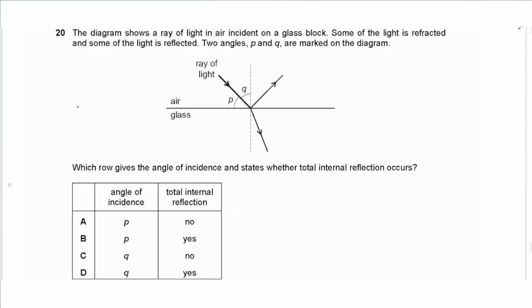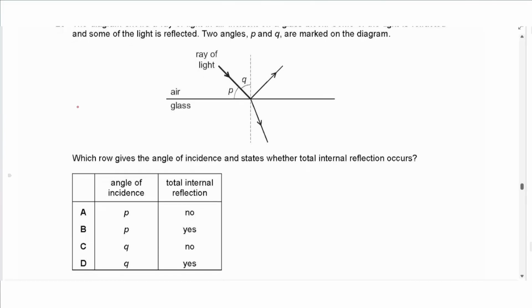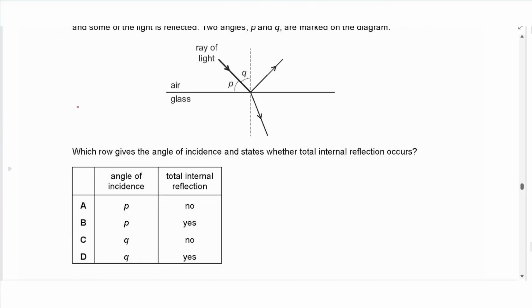Question 20 says a diagram shows a ray of light in air incident on a glass block. Some of the light is refracted and some of the light is reflected. Two angles P and Q are marked on the diagram. Which row gives the angle of incidence and states whether total internal reflection occurs or not?